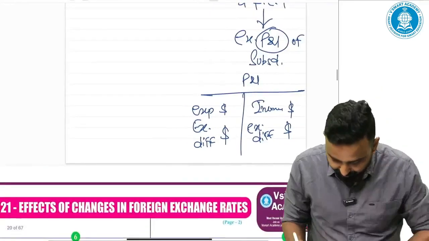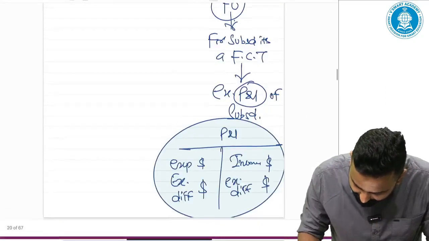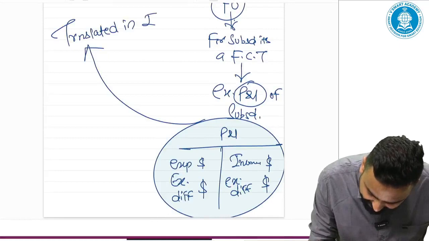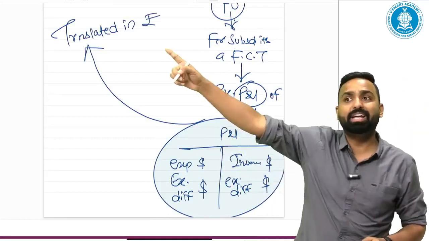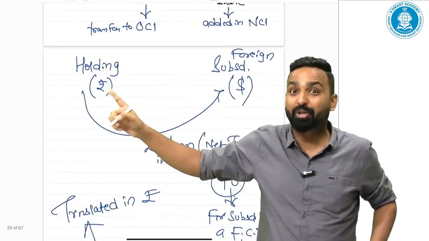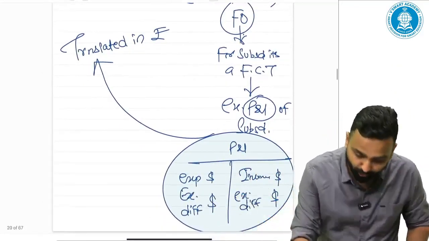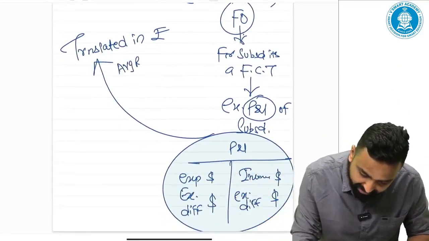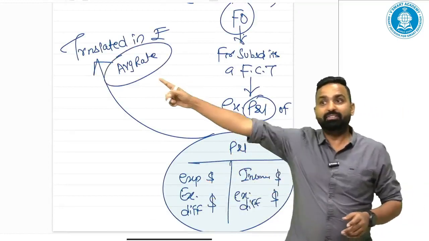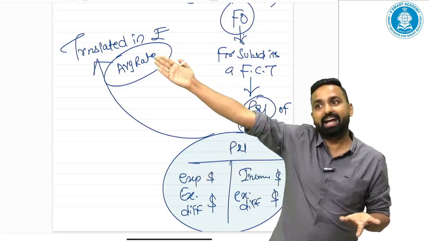But when this P&L is translated into rupee, sir, why are we translating this P&L into rupee? Because for the purpose of consolidation, the holding company has rupee as its functional currency. When this entire P&L is translated into rupee, what will you apply? You will apply the average rate for all the P&L items. Yes or no? The income at average rate. The exchange difference is also a kind of income, at average rate. Expense at average rate.